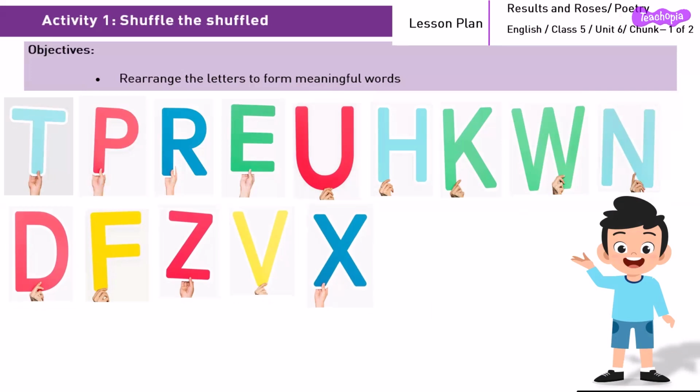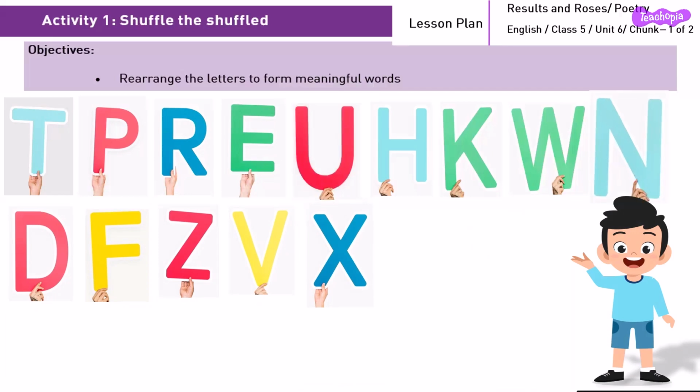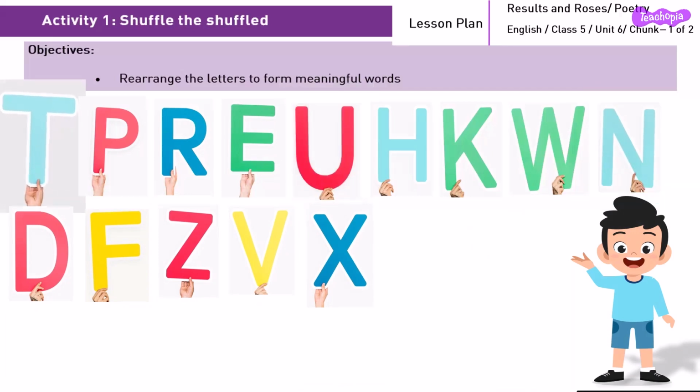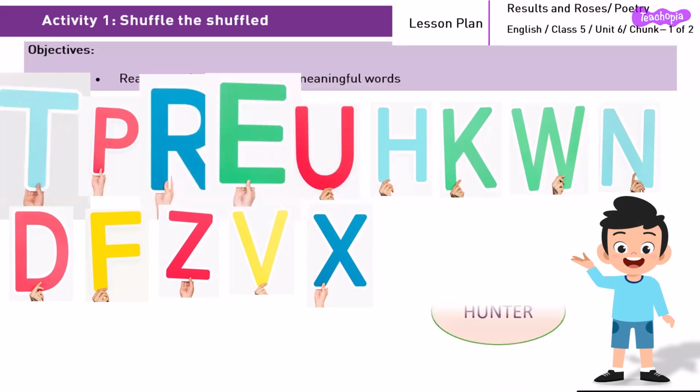Then finally, we can also ask him, can you go for a little more complicated word? Can you find a 6-letter word from this? Then he can take H, U, N, T, E, R, which gives him the word hunter.